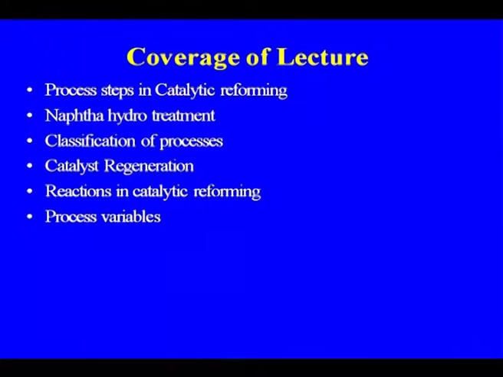Then naphtha hydrotreatment, which is an integral part of catalytic reforming, for reducing the sulfur content and the other impurities present in the naphtha. Then the classification of the processes, and catalyst regeneration, which is part of the catalytic reforming process, and the reactions in catalytic reforming. Then we will discuss in detail the process variables in catalytic reforming.